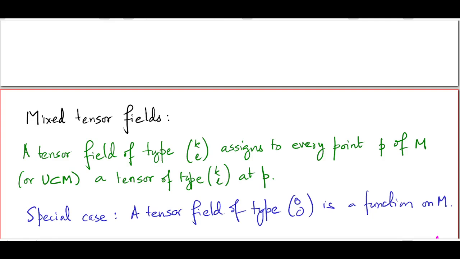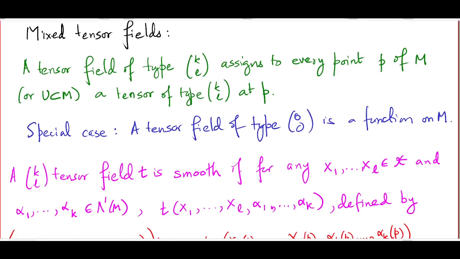A very special case of this is the case where k and l are both 0. A tensor field of type (0, 0) essentially assigns a (0, 0) tensor, just a number, at every point P of the manifold, so it's nothing but a function on M. So a function is a special case of a tensor as well, a tensor of contravariant and covariant ranks 0 each.